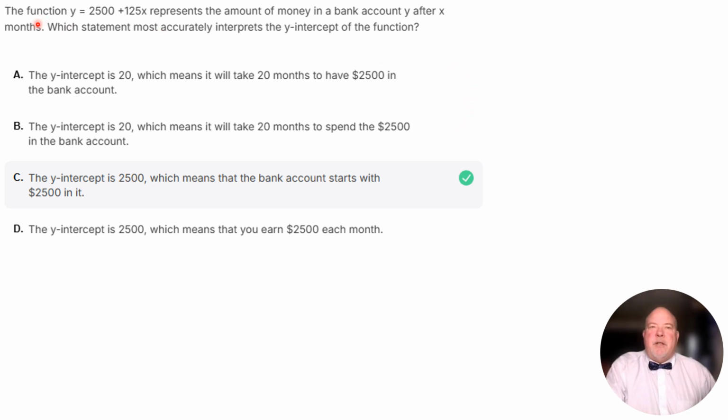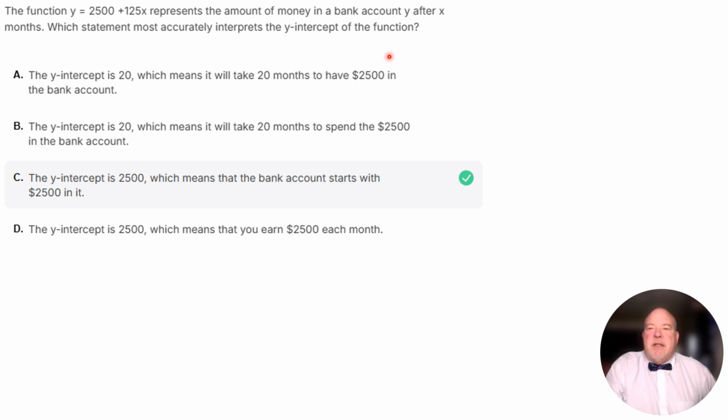All right, so we're given a function y equals 2,500 plus 125 times x, and we're told that this represents the amount of money in a bank account, y, so y is the amount of money in your account, after x months, so x represents the number of months. Which statement most accurately interprets the y-intercept of the function?